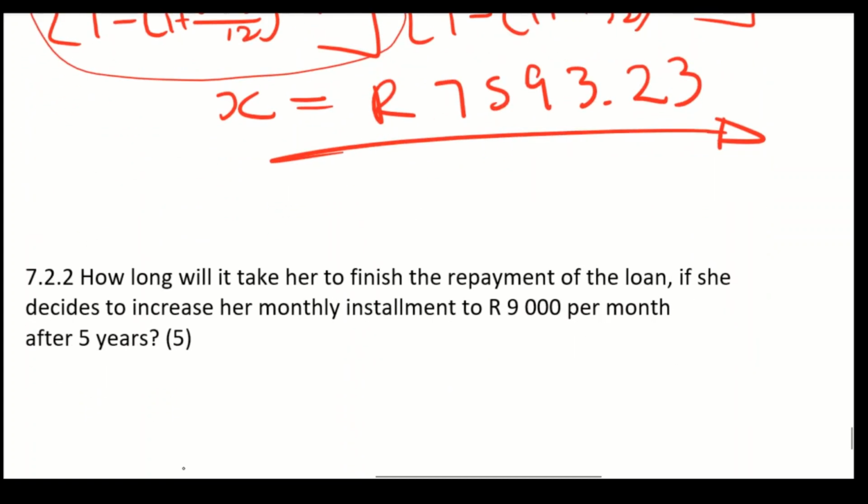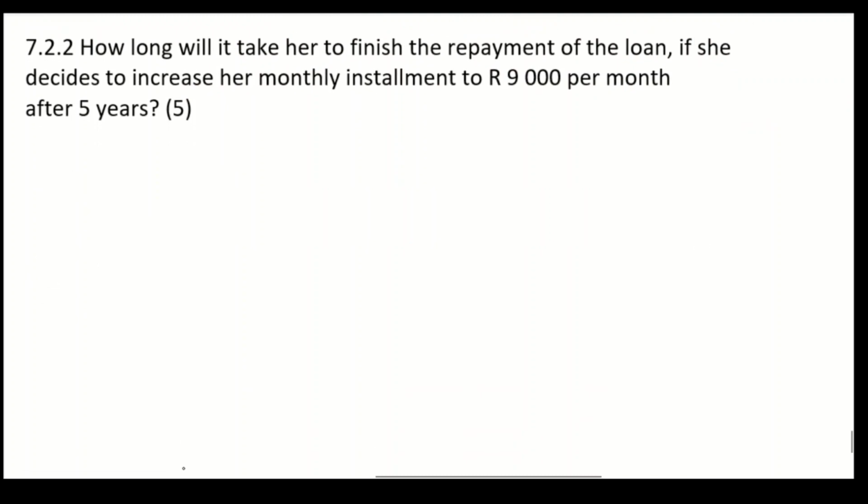Now let's go to 7.2.2. What we have here is how long will it take her to finish the repayment of the loan if she decides to increase her installments by 9,000 rand per month after 5 years. So here the point is not to use 9,000. The point is that the installments are going to be increased after 5 years.